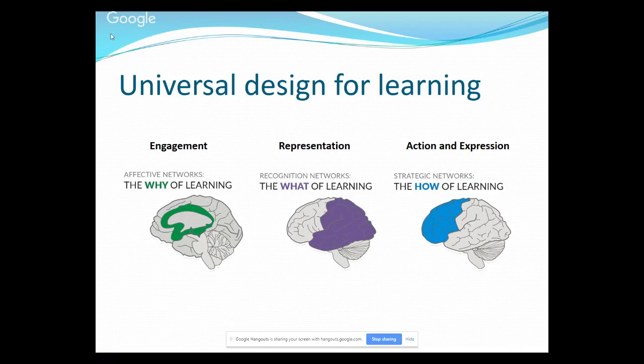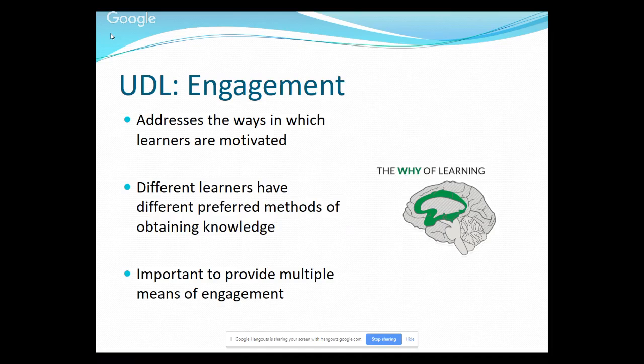What it does in essence is there's 3 domains: engagement, representation, and action expression. And what universal design for learning does is it breaks out these 3 domains into tangible points of action that you could take as a presenter to ensure that folks are engaged in the learning that is occurring in your program session. So when we talk about engagement, we're talking about the why of learning. So what that means is that for an attendee, it's the why am I here learning this information? Why is this information relevant to me? So it addresses the reason that people are motivated to attend your program session.